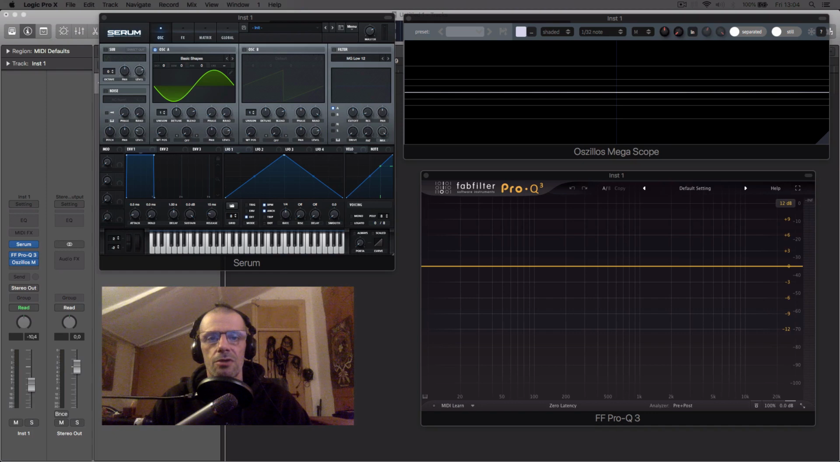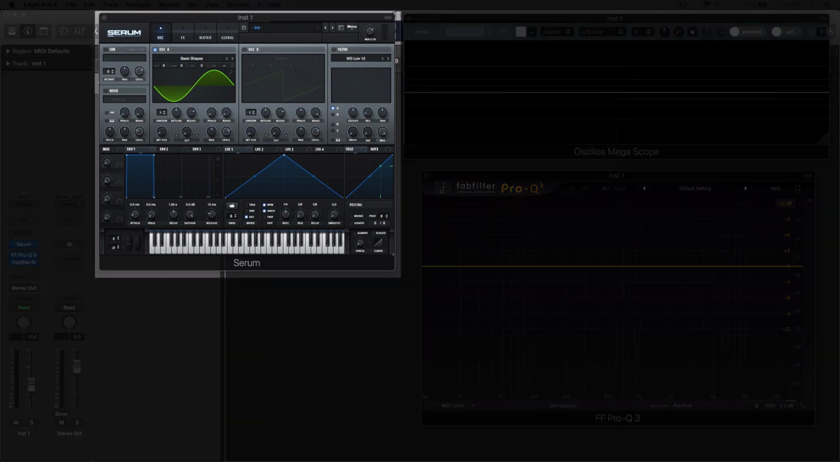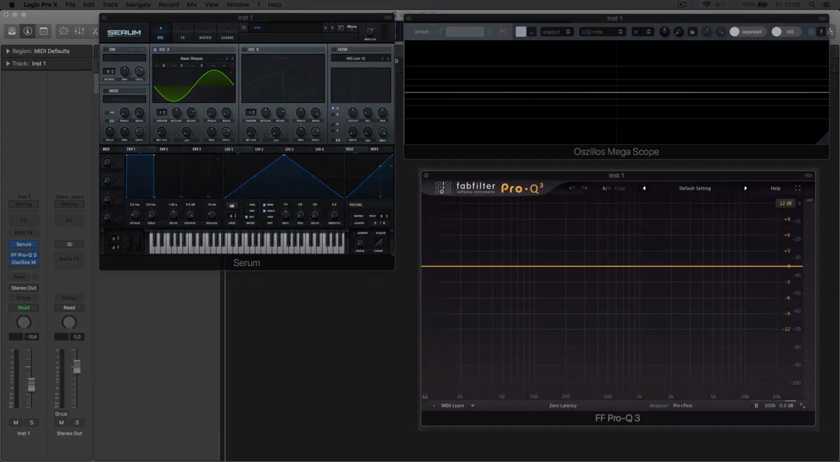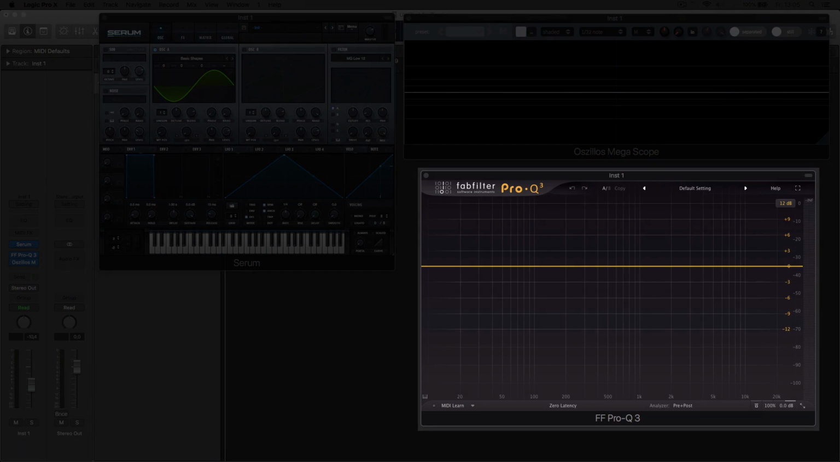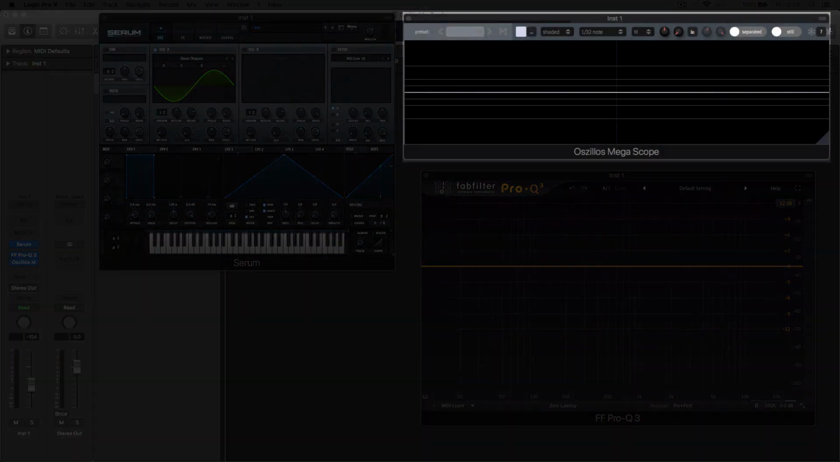It's now time to talk about basic waveforms. For that we need some tools. I have a synthesizer, an instance of Serum, which I'll use its oscillator to generate the waveforms. Then we have a spectrum analyzer, which shows us the frequency content, and we have an oscilloscope, which shows us the waveform.